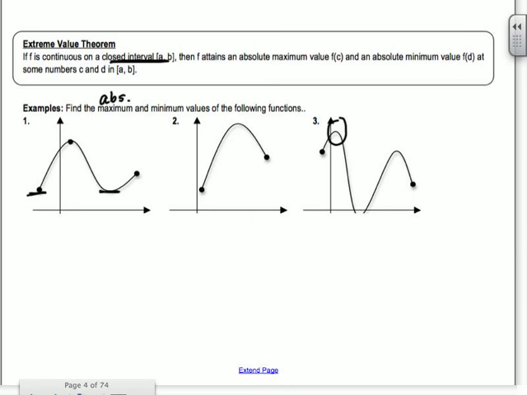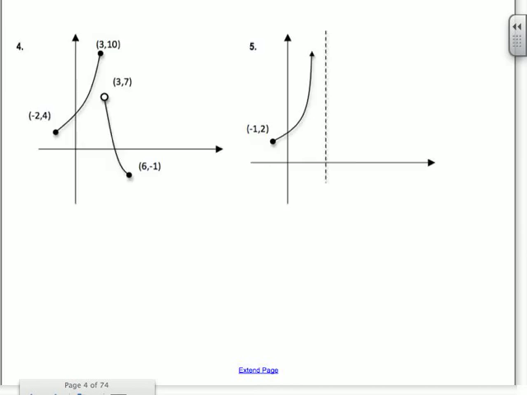Okay, number 4. So basically, every minimum is going to be a local minimum? I don't know. Let's look at this one. So I would have an absolute and local at 10, right? So absolute max 10 at x equals 3. I'd have an absolute min of -1 at x equals 6.